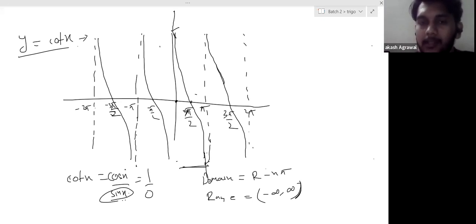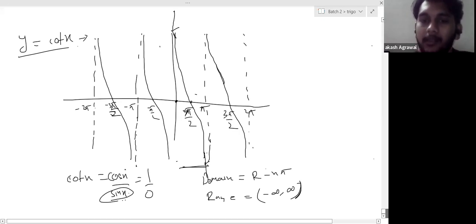Whenever checking the range, check which part of the y-axis the graph covers. Whenever checking the domain, check the x-axis. All right. So at 0 the graph is infinite, so it is not included in the domain. At pi also, 2 pi also. So we removed n pi from the domain. In range, the graph is moving from infinite to minus infinite. All right.